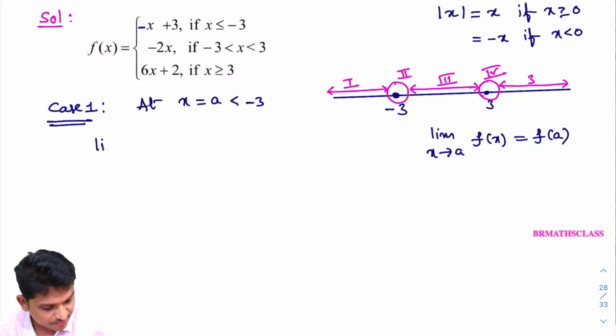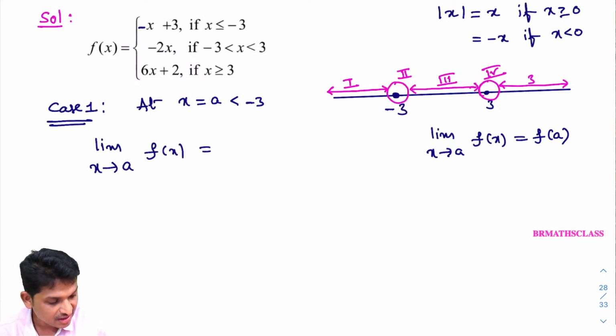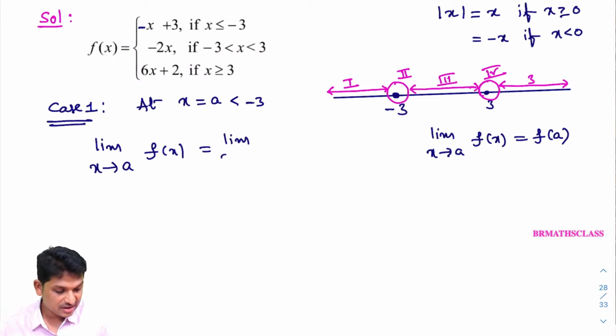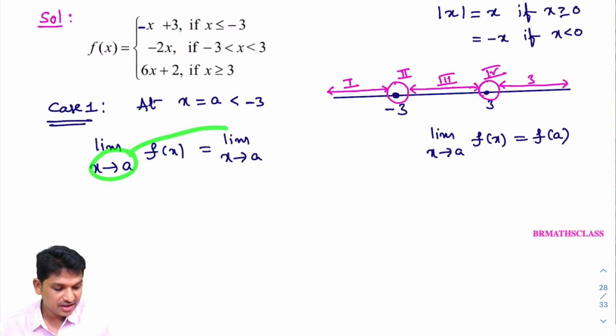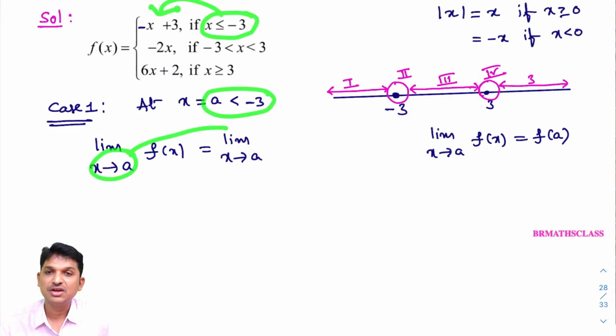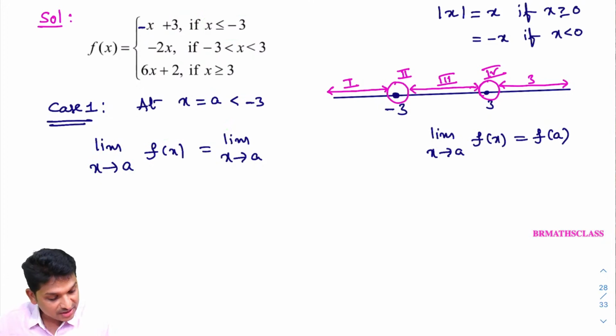Okay, limit as x approaches a of f of x. What I am doing, I am calculating this one first. That equals limit as x approaches a. Here, x approaches a, which function to choose? X approaches a value less than minus 3. When a value is less than minus 3, we need to choose the first function. What is the first function? Minus x plus 3. So the function is minus x plus 3.